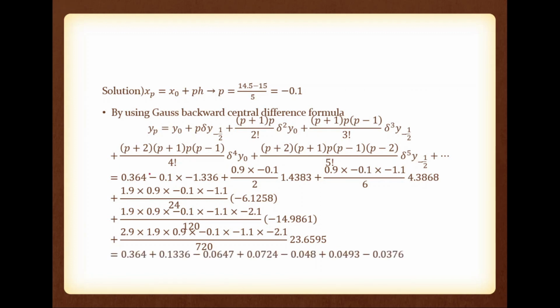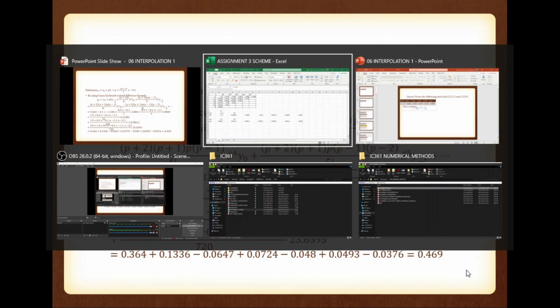So this is equal to 0.364 plus this one is plus 0.1336, this one is minus 0.0647, this one is plus 0.0724, this one is minus 0.048, this one is plus 0.0493, this one is minus 0.0376. So the final answer is 0.469. Okay. So I am going to show the corresponding calculations.